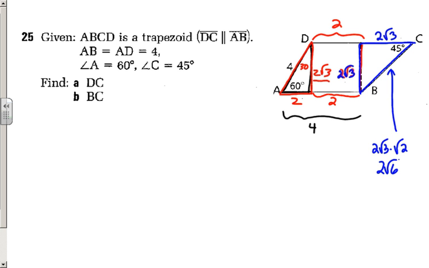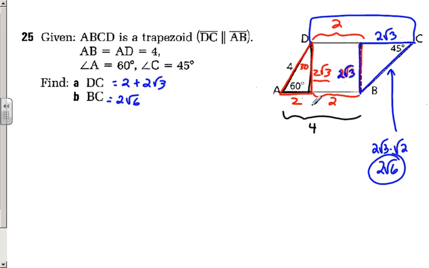So my answers for this problem are DC is equal to that whole thing, which is 2 plus 2 root 3, and then BC we just found is 2 root 6. So that's a good question. It brings into play 30, 60, 90, 45, 45, 90, properties of a trapezoid, all those things in that one problem. And it's a good one. If you had trouble with it, hopefully this helps you. That was numbers 18 and 25 from section 9.7.